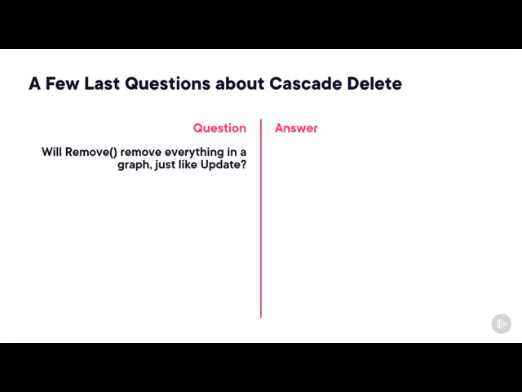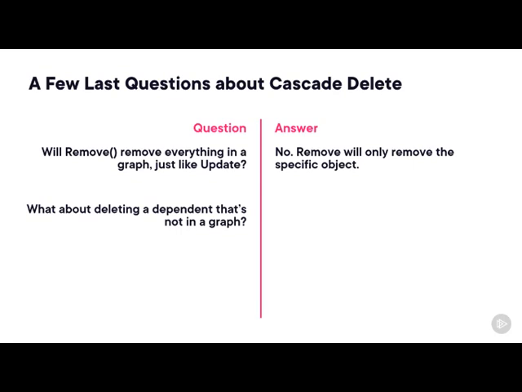And just to wrap up the cascade delete topic, I want to clarify two questions that you might have. When we used the update command on a graph, it updated all the objects in the graph. Do you have to worry about that with the remove method? No, remove just doesn't work that way. You can remove a dependent in a graph. That won't impact the other objects in the graph.